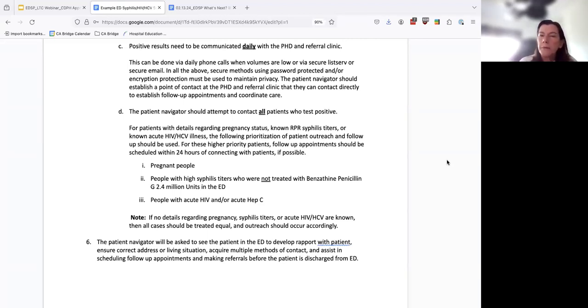And how those communications can happen really depends on your emergency department and your referral situation that you set up. When volumes are low, sometimes it's a daily phone call between the patient navigator and, if the patients are following up in the public health department or the clinic, just a daily call between those 2 individuals. Other times it's a secure listserv that's sent via email.